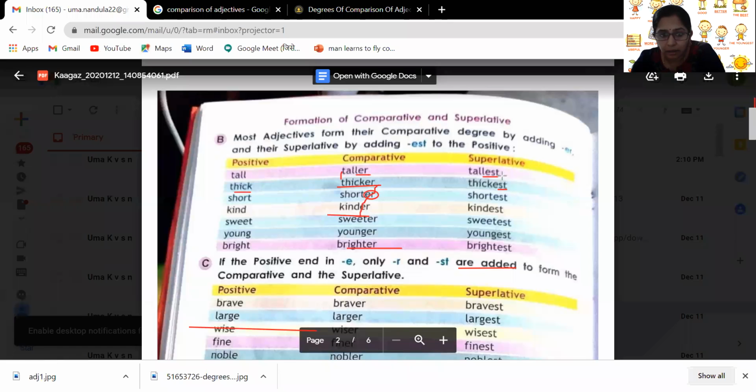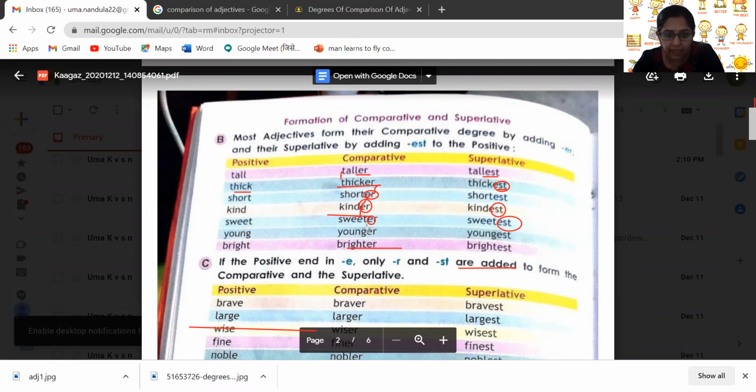Then what is the next word? Short, shorter, shortest. Kind, kinder, and here "est", kindest. Sweet, sweeter, and "est" is added, sweetest. Young, younger, youngest. Bright, brighter, brightest. That way we have some words where for the comparative we add "er", and for the superlative we add "est". That is one category.